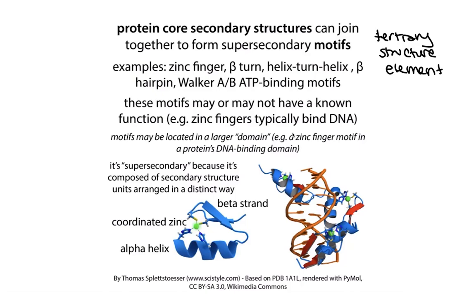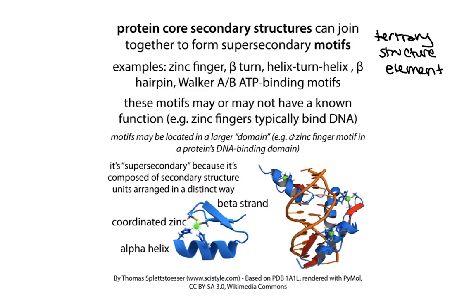From that, you could probably think of, okay, we have a helix, then we have a turn, and we have another helix. So we're putting together these secondary structural units to get these motifs. These motifs may or may not have a known function. For example, zinc fingers, they typically bind DNA. So here's an example of a zinc finger.